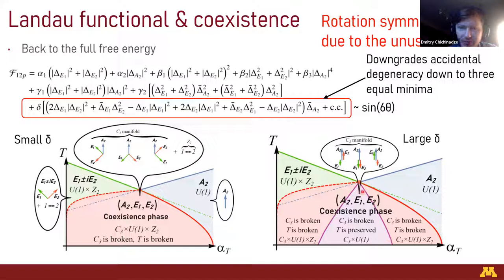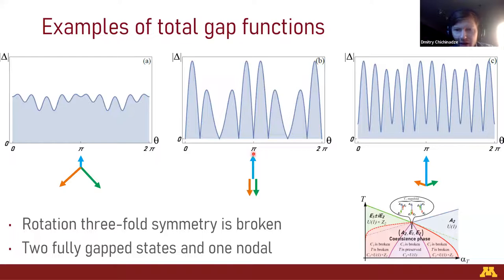Let me just show you the examples of total gap functions. So A, B, and C correspond to the most left, middle, and most right region of the coexistence phase. And we see that in the left part, time reversal is broken and C3 is broken. We see that the modulation is twofold symmetric, not threefold symmetric, and the state is fully gapped. If time reversal is preserved, we can actually have a nodal state, and the number of nodes is either 8 or 12, depending on the ratio between order parameter magnitudes of E and A2. And for the most right region, we have a fully gapped state, but you see there are dips here, and the state is still not C3 symmetric, but C2 symmetric. So this can serve as a way to distinguish those different states in possible ARPES experiments.